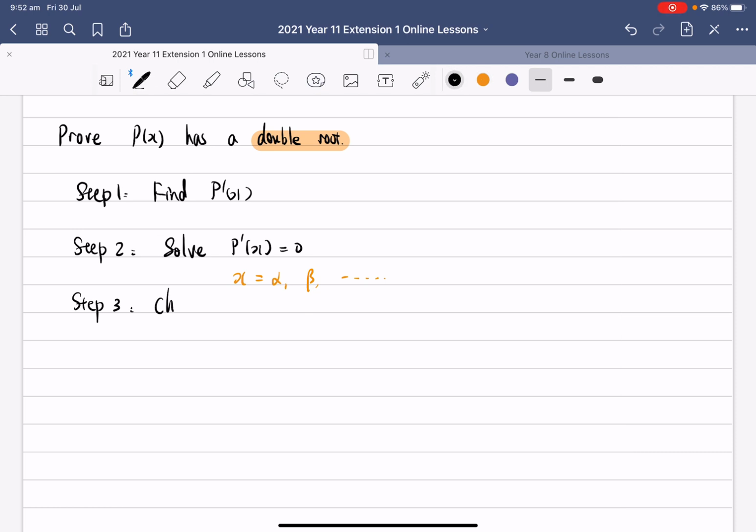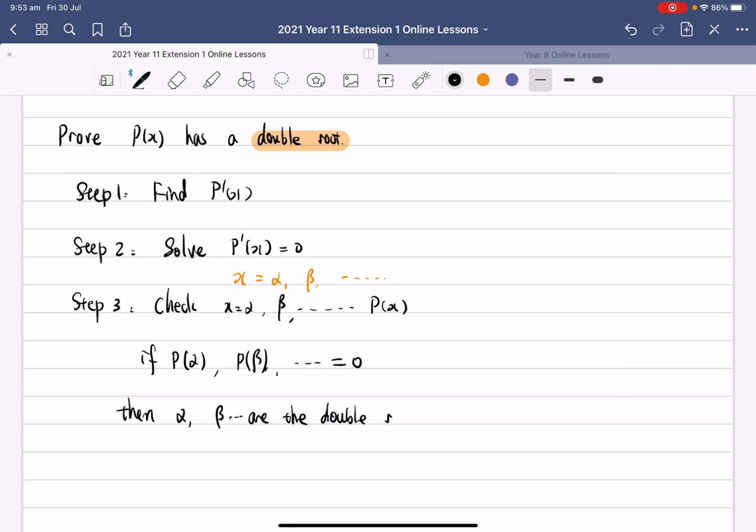Then we check x equals alpha, beta, and so on, in the original function p of x. If p alpha, p beta, and so on, are also equal to 0, then alpha, beta are double roots. So that's the idea.